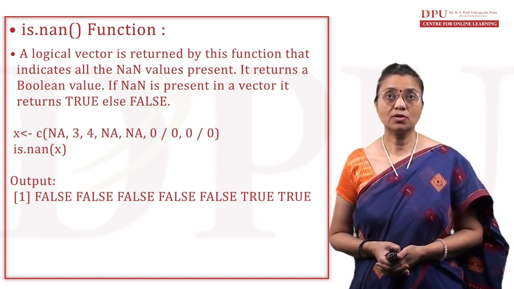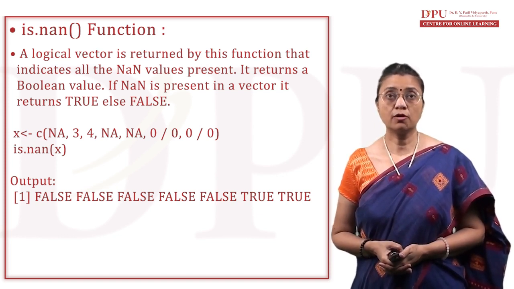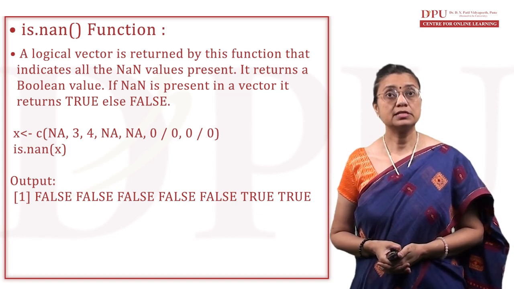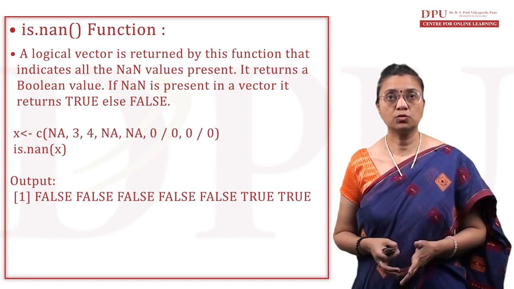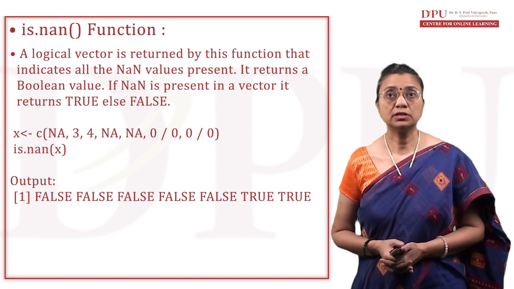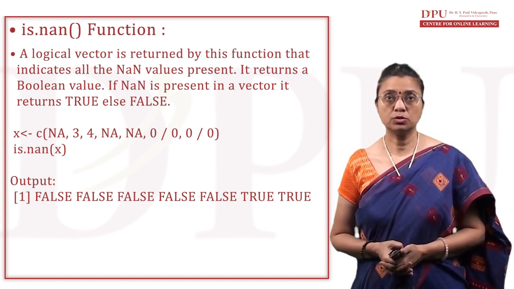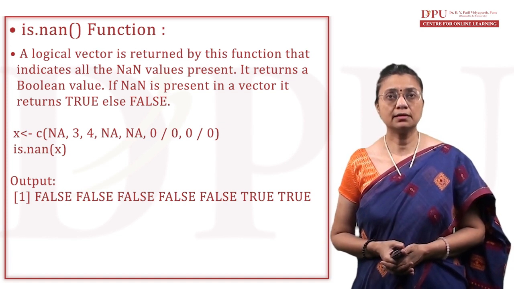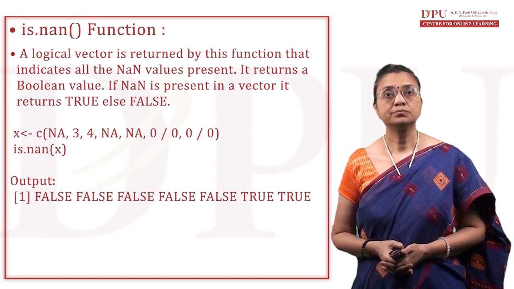You can see over here that the NaN values are the last two values, and hence the output is false, false, false, false, false till NA, and for 0 divided by 0 it becomes true. So the is.nan function returns true if 0 divided by 0, or we can say an undefined value, is present, and in that case we get a true.